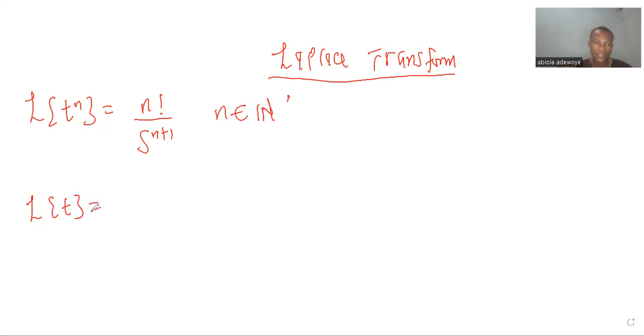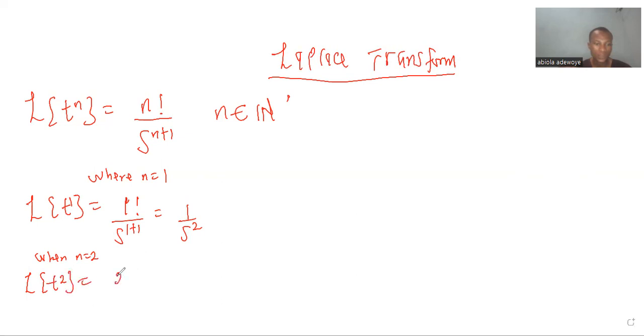Since we said n belongs to the natural numbers, let's start from 1. So where n is equal to 1, I'm going to have 1 factorial over s raised to power 1 plus 1, which gives us 1 over s squared. Also, when n equals 2, the Laplace transform of t raised to power 2 gives us 2 factorial over s raised to power 2 plus 1. That gives us 2 over s raised to power 3.